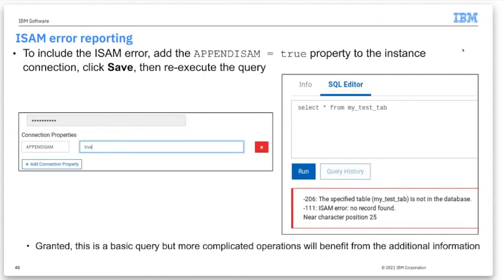Like I said, this is kind of a cheesy example, but it shows you what will happen if you set the property. So again, there might be cases where you need the ISAM as well as SQLCA code, and now you can get it within IHQ.